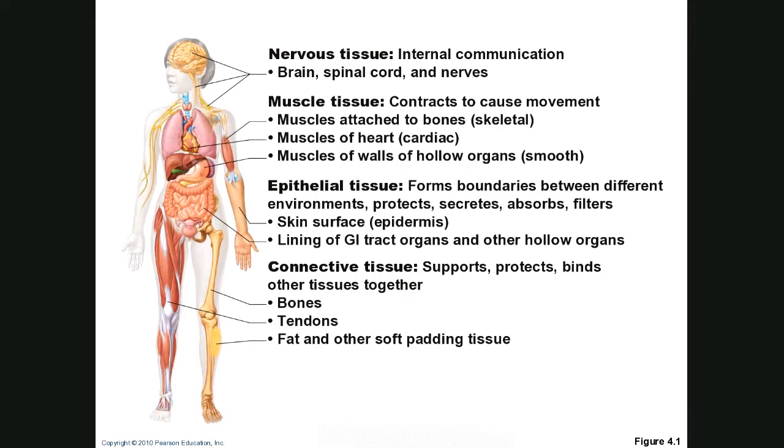As you look at this picture, you can see that nervous tissue includes brain, spinal cord, nerves. Muscle tissue includes skeletal, cardiac, and smooth muscle. Epithelium forms boundaries between the internal and external environment, and lines and coats organs in general. Connective tissue supports and binds other tissues. It includes bones, tendons, fats, other padding tissue, and blood is also classified as a connective tissue.